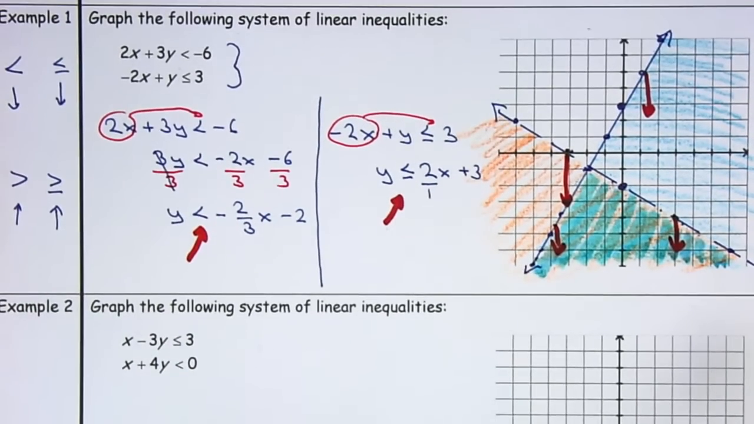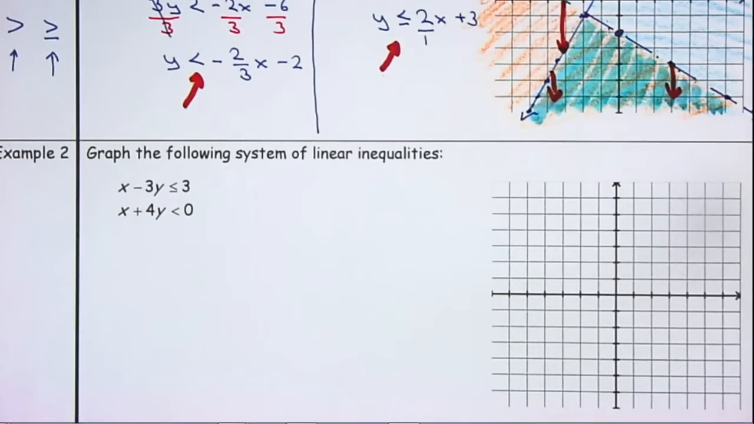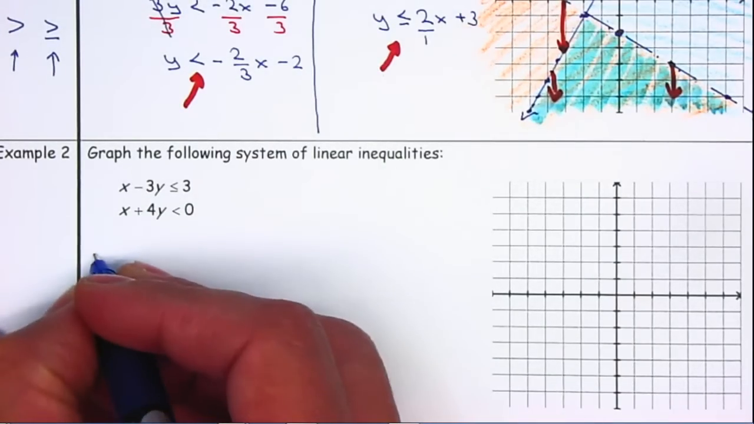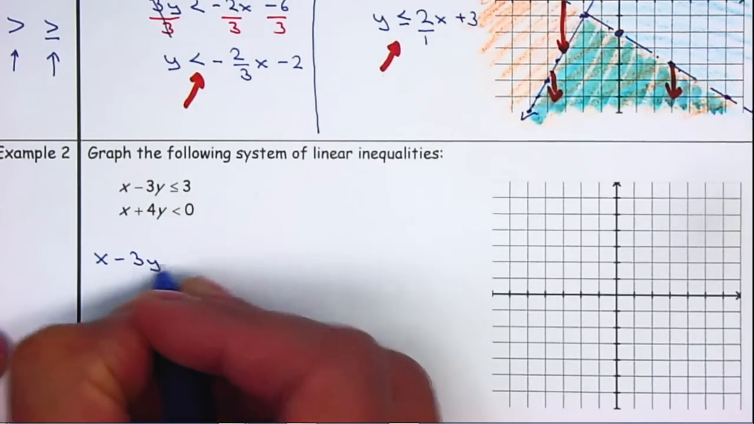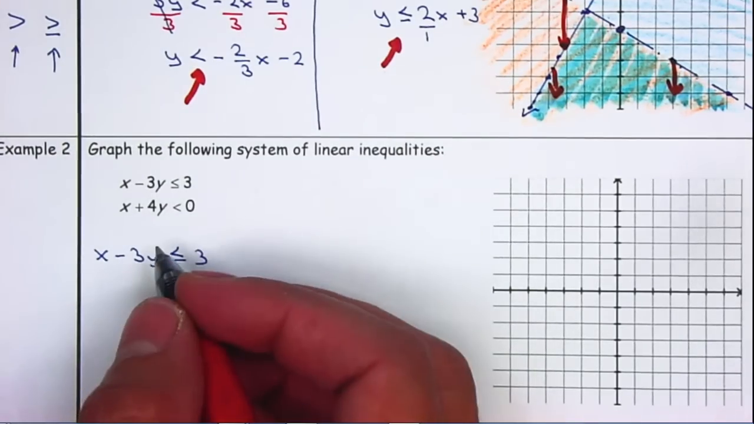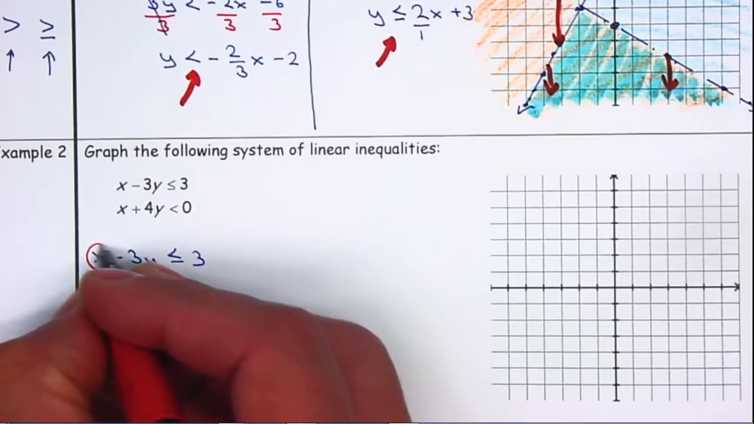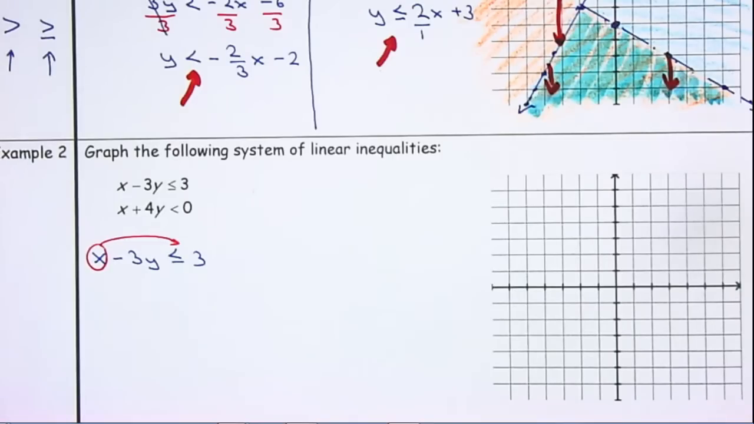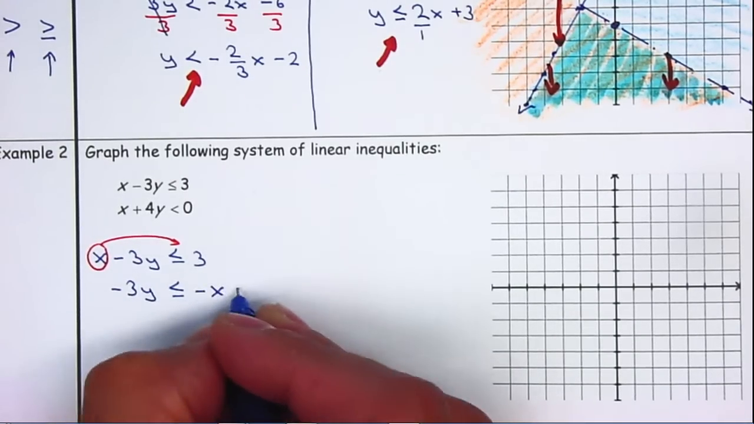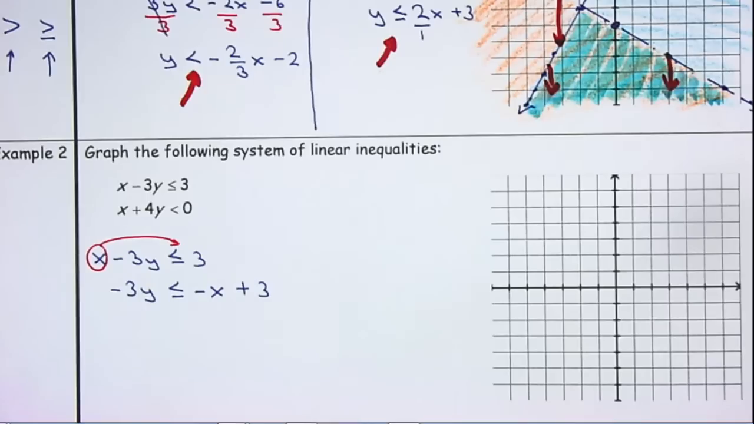On example number 2, we also have a system of inequalities. We're going to go through the same process. We're going to leave the y by itself so we can graph it. So I have x minus 3y is less than or equal to 3. I'm now going to move my x to the right. It's going to become a negative. I have negative 3y less than or equal to negative x and then plus 3. Remember to write down your x first and then the constant, the number.